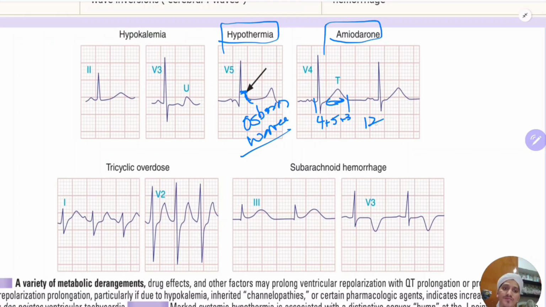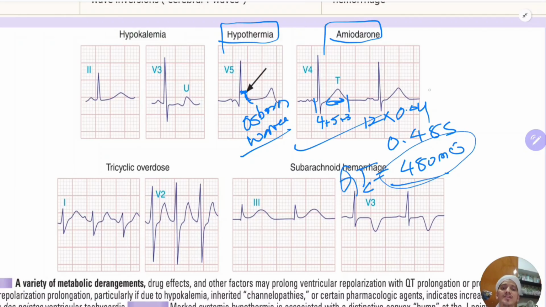12 small squares mean 12 into 0.04. 12 into 4 is 48. 0.48 seconds. That is nothing but 480 milliseconds. And this is not corrected. It is QT interval. Now if you calculate corrected, it will be more than that, by about 40 milliseconds or more.